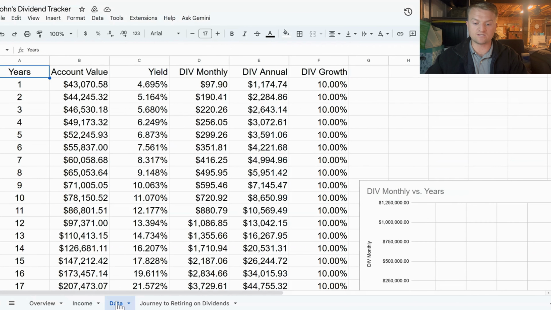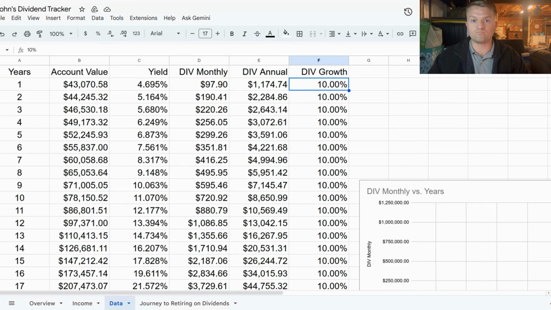If we jump over to our data sheet to close this sucker out, we can see that currently our account value is this much. This doesn't include the kids' account, by the way. Just over $43,000 with a yield of 4.695%. Our average dividend per month is $97.90 with expected annual dividend income of $1,174.